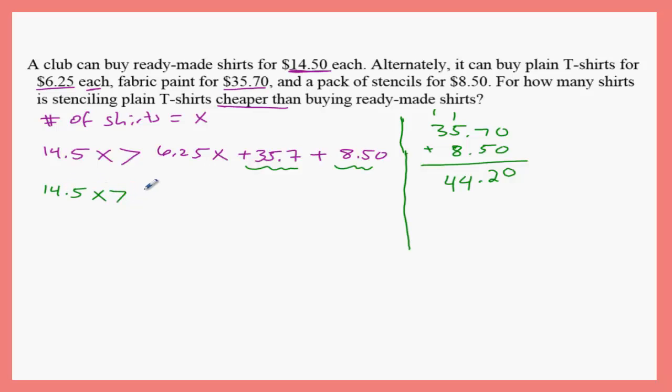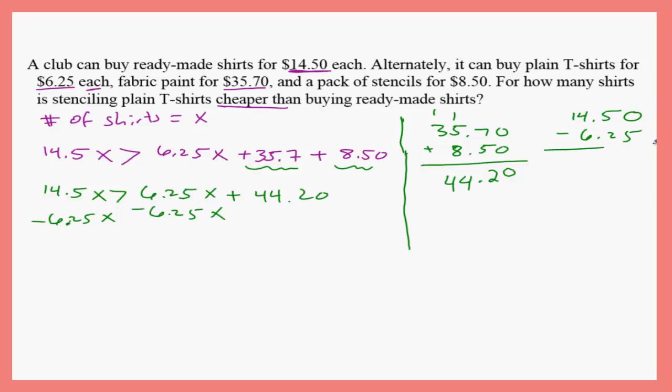Okay, let's go back to this one. 14.5x greater than 6.25x plus 44.20. Now subtract 6.25x from both sides. What do you get? 14.5 minus 6.25.